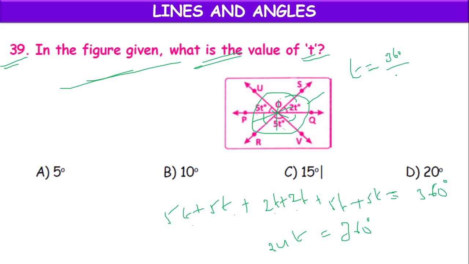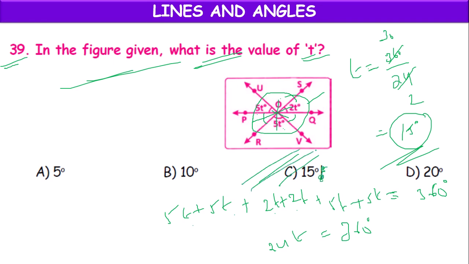So t equals 360 degrees divided by 24. 12 times 15 is 360, so t equals 15 degrees. So option C. You can strike off this line, children. 15 degrees, C value.